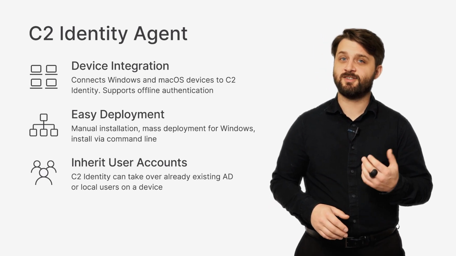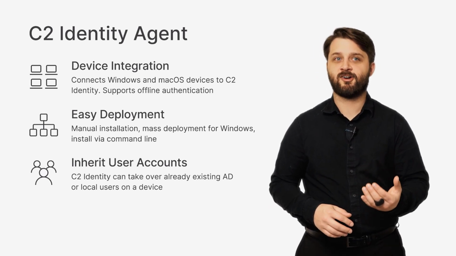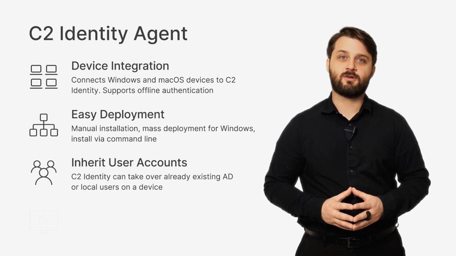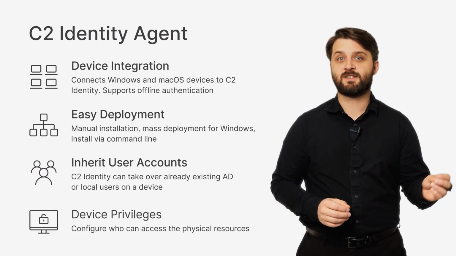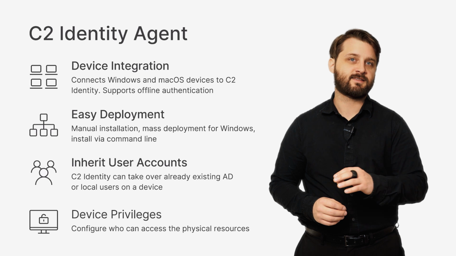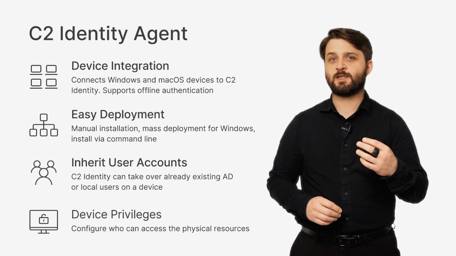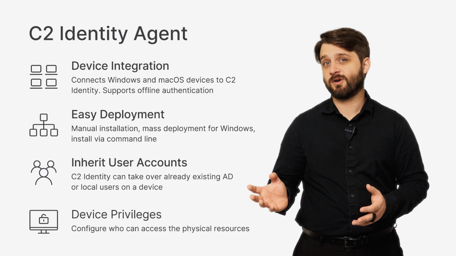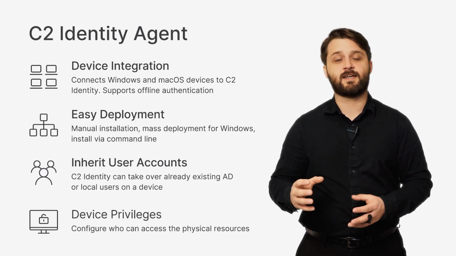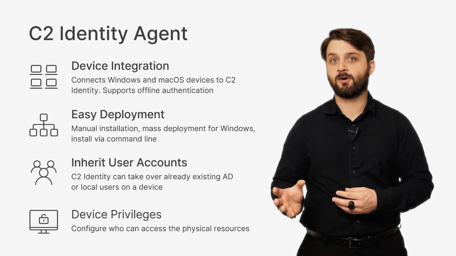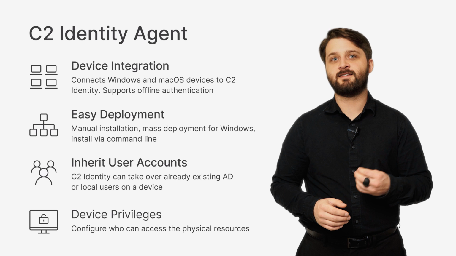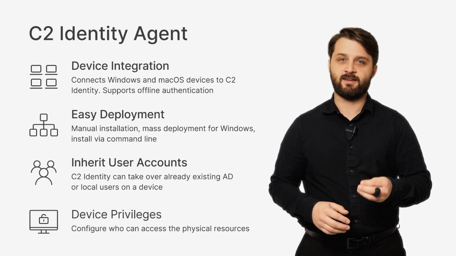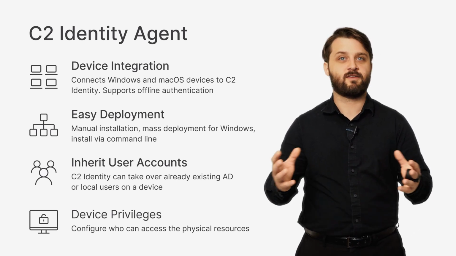So C2 Identity can actually take over already existing Active Directory or other users directly on the device. You can also configure device privileges, and you can specify which C2 Identity users have access to specific devices. This is especially useful if you have a workforce that may not have assigned seating, for example. Maybe they have a different desk every day, or they might do some group work in different spots of the office. Having these device privileges would allow them to float between devices easily while still retaining some control over what they actually have access to.